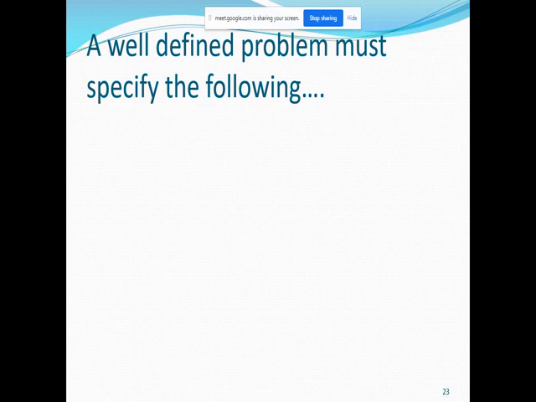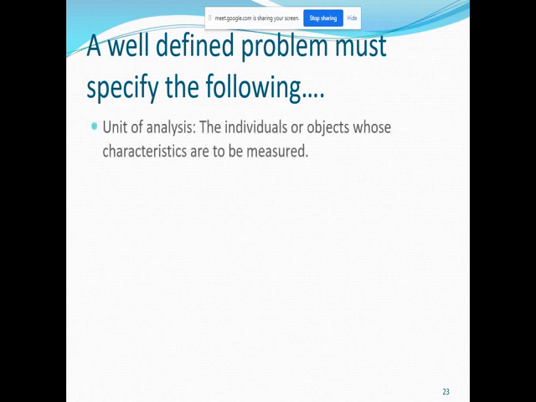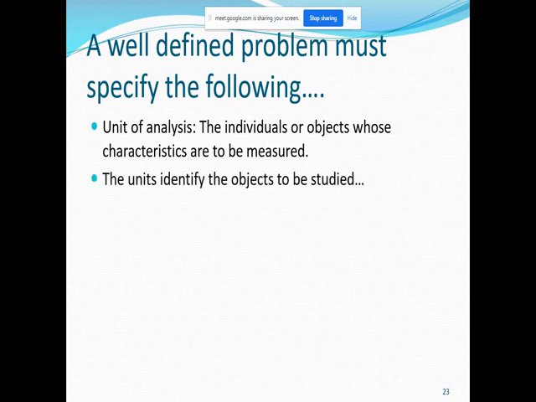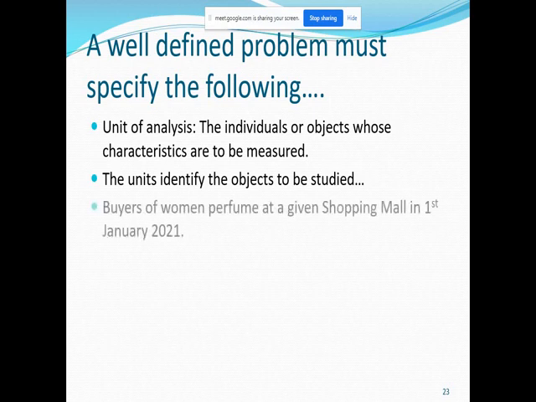A well-defined problem must specify the following. Number one, unit of analysis: the individuals or objects whose characteristics are to be measured. The units identify the objects to be studied. And what about the buyers?